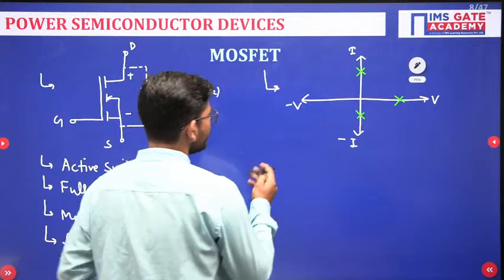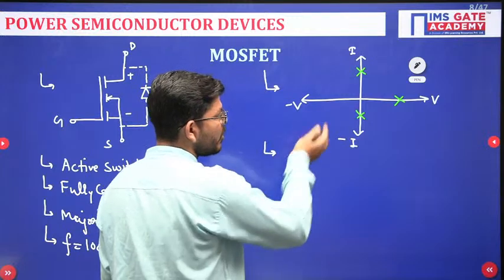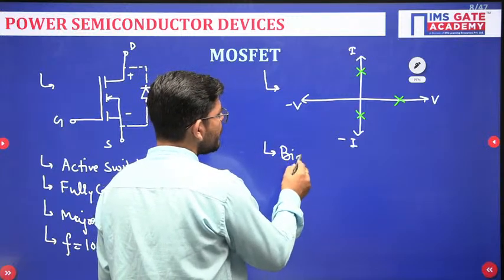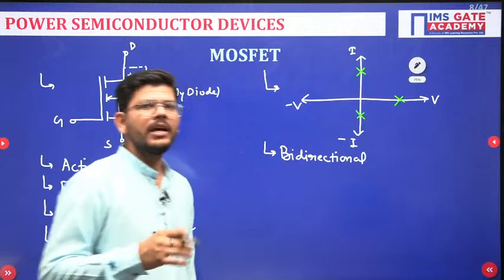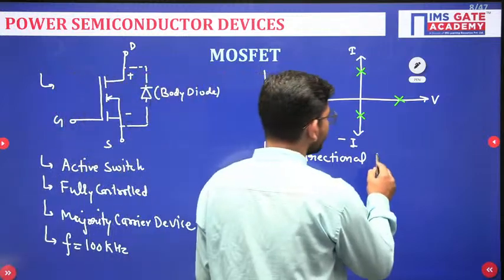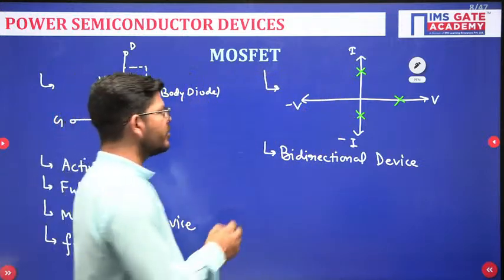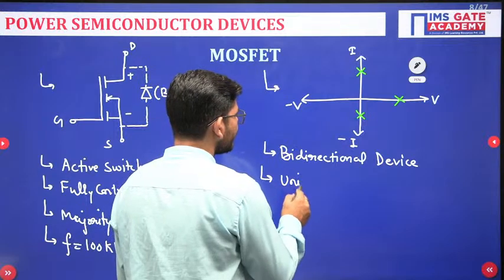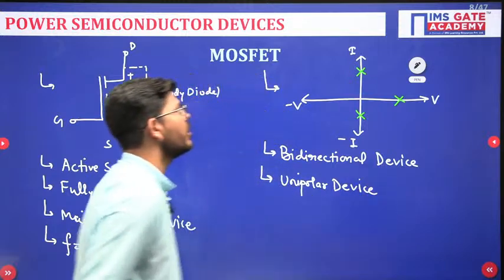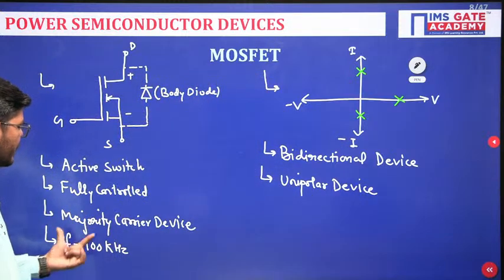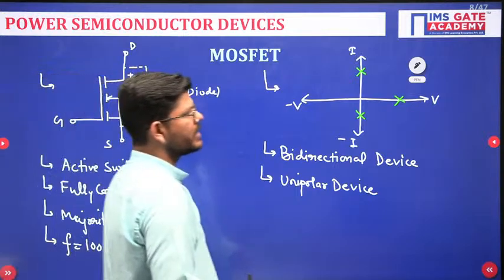Now what you can see is the characteristics this device has. It is capable of carrying current in both directions, so it is a bidirectional switch. You will use this switch where both types of currents need to be carried. And it is capable of carrying voltage of only one polarity, so it is a unipolar device. So this is all about the MOSFET. The important factor is that it is a majority carrier device and it has the highest switching frequency. It is also a bidirectional device.